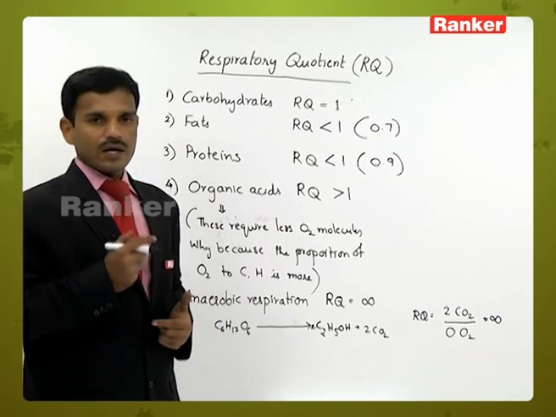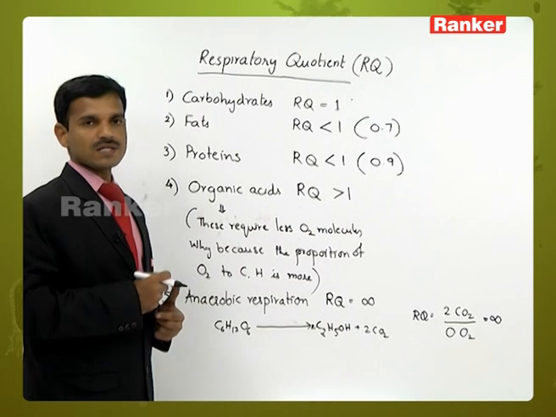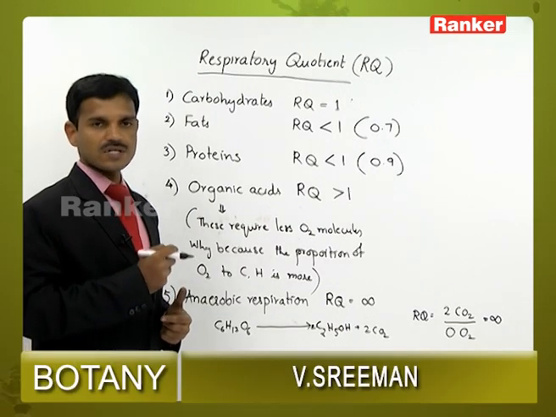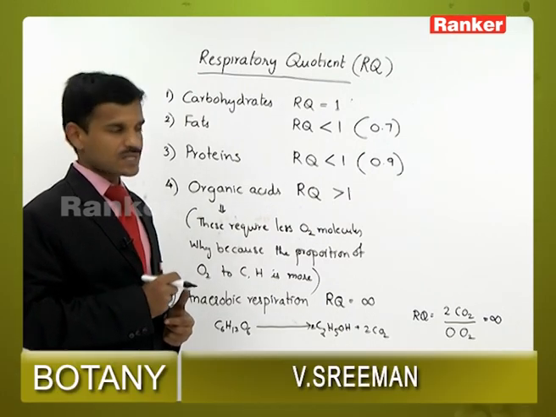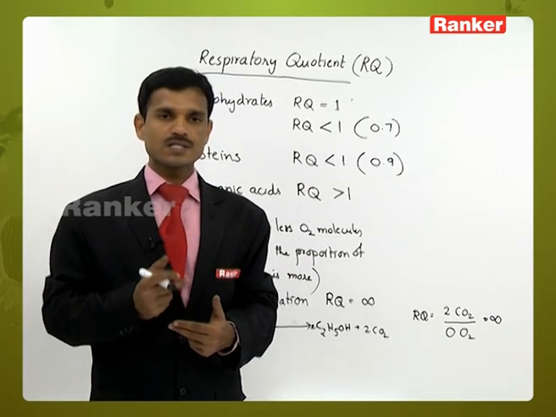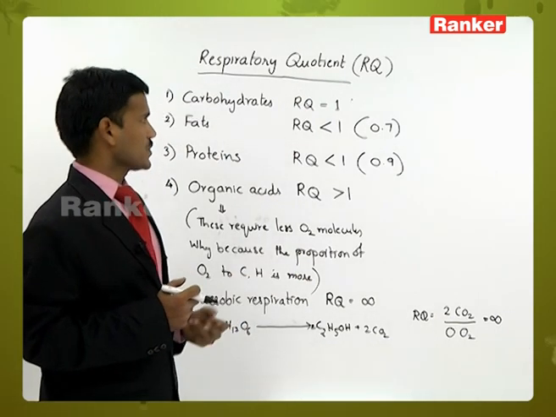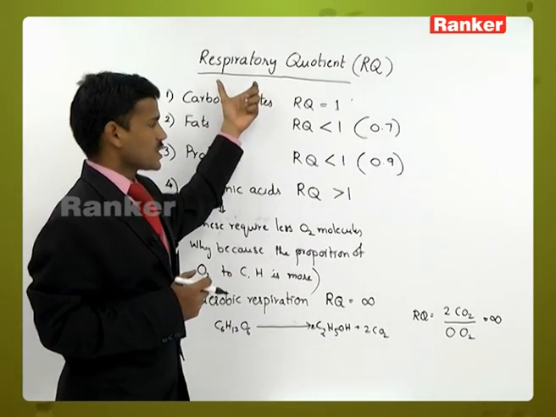If oxygen is more, structurally, very little oxygen is consumed. If structurally oxygen is less, more oxygen is consumed. That's why the RQ values are also different. So that is about the respiratory quotient.